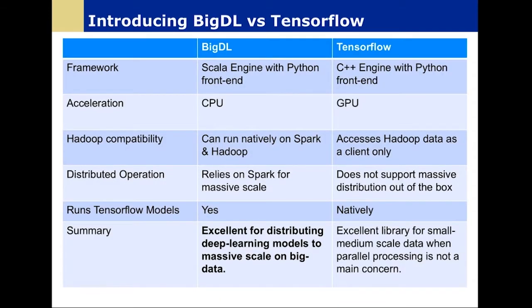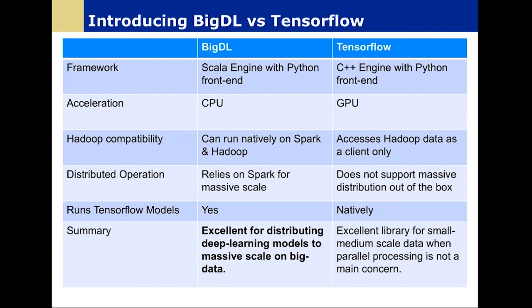Now, comparing BigDL to other deep learning frameworks like TensorFlow, Theano, Caffe, and others, BigDL gives us a Scala engine with a Python front end. Now, TensorFlow gives us a C++ engine with a Python front end. Acceleration with BigDL is primarily CPU based, which fits in well with our native Hadoop and Spark clusters. TensorFlow relies on GPU processing for maximum performance.